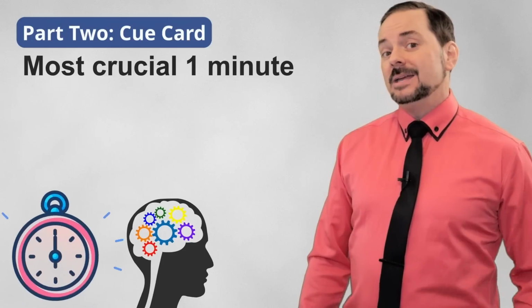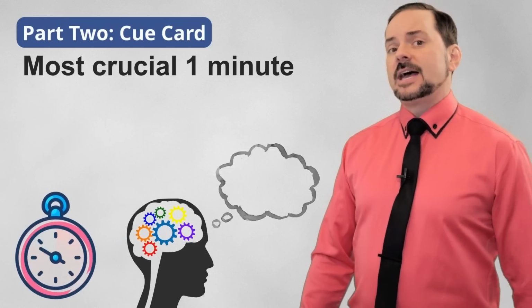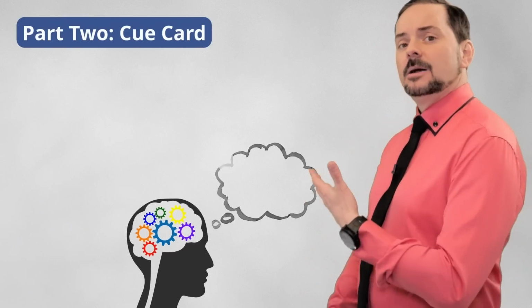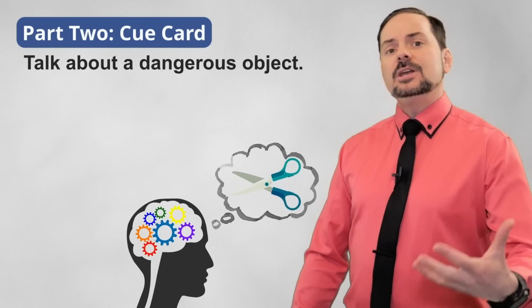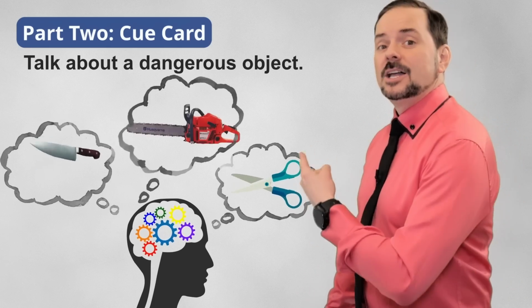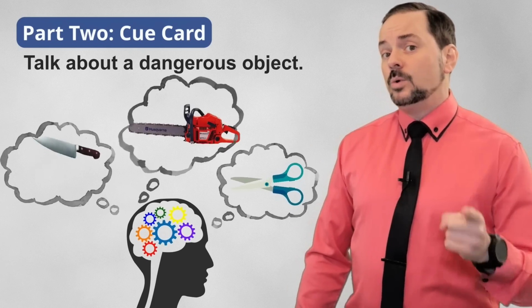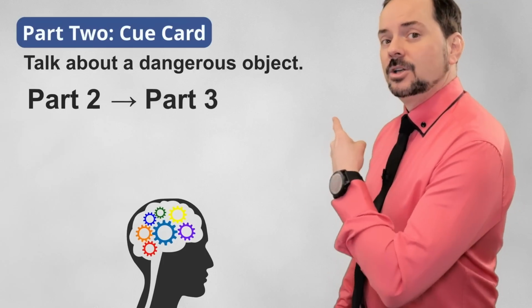My number 1 tip is during that 1 minute time, don't just think about one idea to answer that cue card. In this case, talking about a dangerous object, don't just think about a pair of scissors, but think about other objects as well, like a kitchen knife or even a chainsaw. These ideas will be useful not only in part 2, but also in part 3.